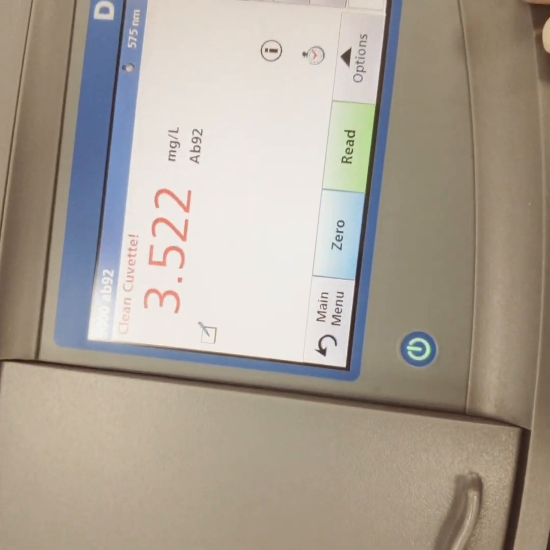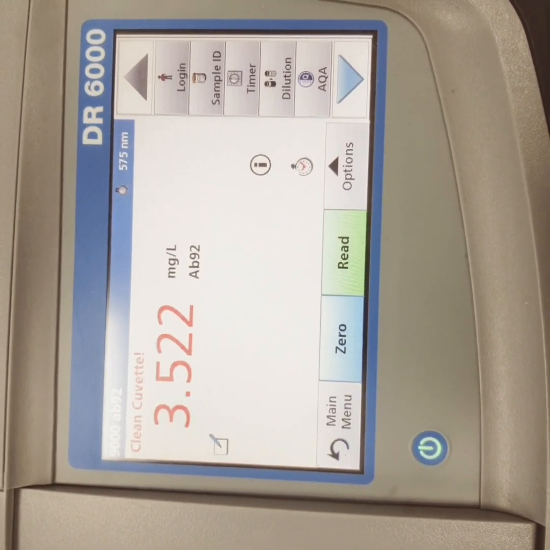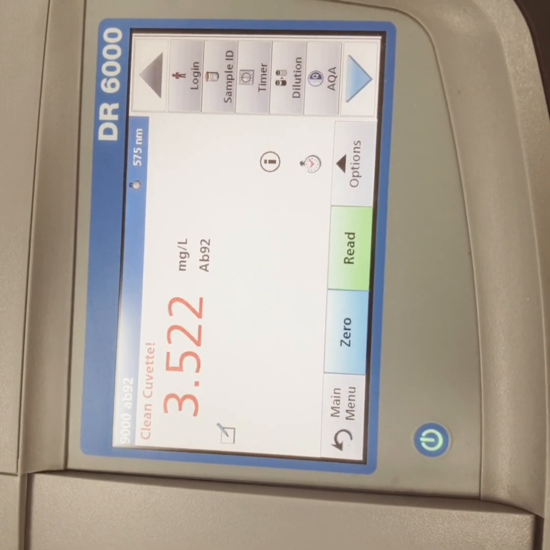Okay, so this is all about the calibration of acid blue 92, which is an anionic dye, by the UV visible spectrophotometer.